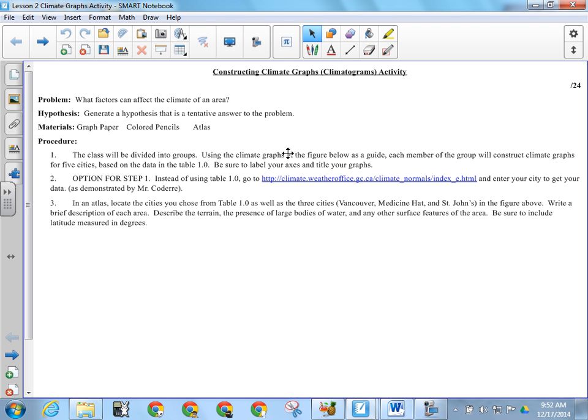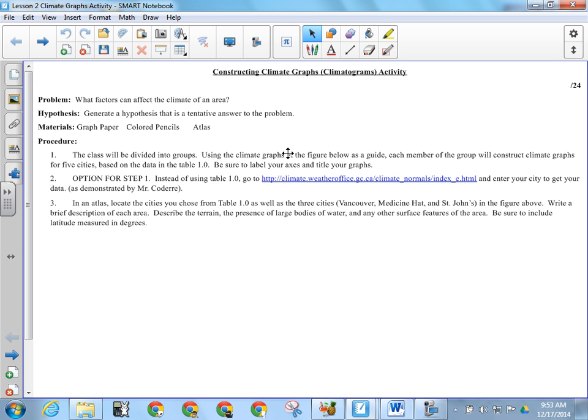All right, so the next thing we're going to be working on is this climate graph, or climatograms, activity. It's going to be pretty straightforward. I'm going to show you on Google Sheets how you're going to do your climatograms, because we're going to use Google Sheets. It'll be a lot easier and a lot more environmentally friendly to not use so many pieces of paper.